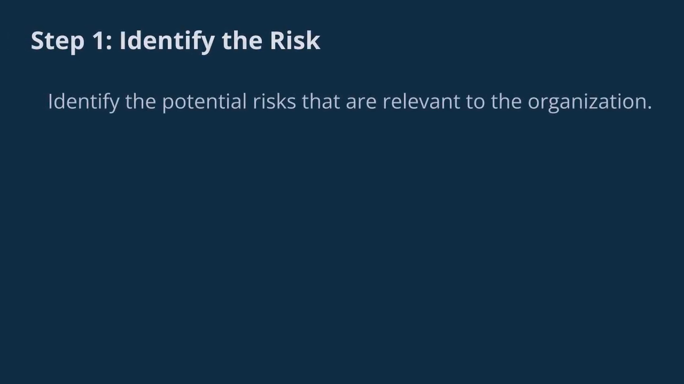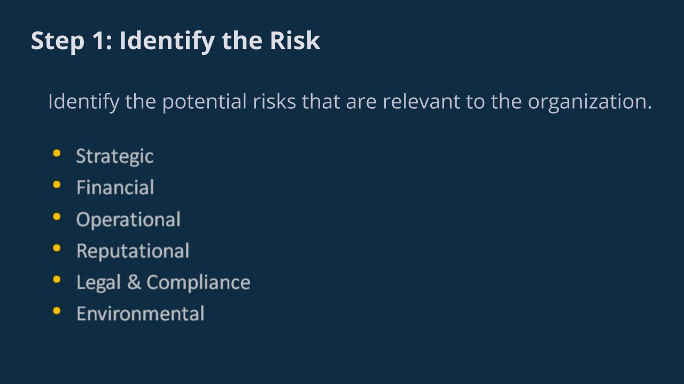The first step in the process is to identify the potential risks that are relevant to the organization. The risks will largely depend on the organization size, industry, and a number of other factors. Some of the common risks that are present in many organizations may include strategic, financial, operational, legal, environmental, reputational, and other risks. These have been covered in part 2 of this series.